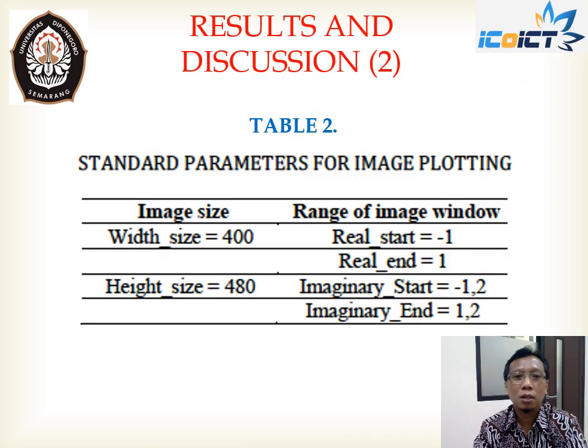Okay, for table 2, these are the standard parameters for image plotting. Here we use image size and range of image window. Image size has a width of 400 and a height of 480. This is the range of image window. The real part starts at -1 and ends at 1. The imaginary part starts at -1.2 and ends at 1.2.